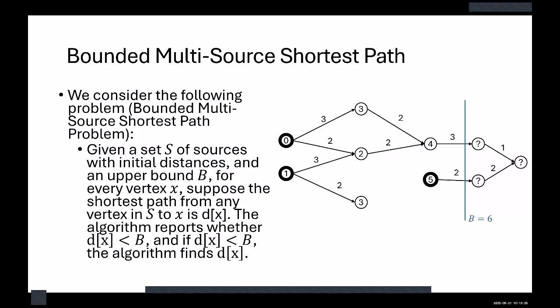Basically, we're asking for a multi-source, initial-distance version of the shortest path problem. And we also have an upper bound b. So instead of computing all the distances, we only need to compute the distances that are less than b. For those vertices whose distances are greater than or equal to b, the algorithm does not have to compute them and can leave them unknown. So this is an extended variant of the single source shortest path.